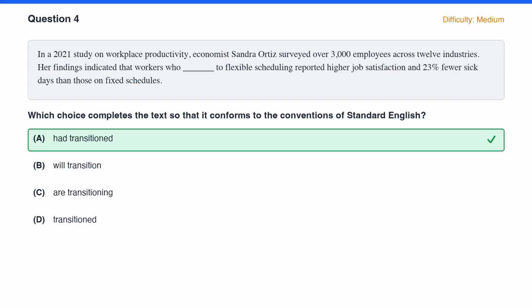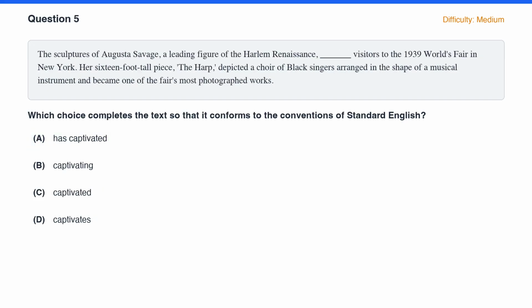The answer is A, had transitioned. When two past events are sequenced, the earlier one gets past perfect. Augusta Savage at the 1939 World's Fair. The trick here is the appositive phrase, a leading figure of the Harlem Renaissance, sitting between the subject and the blank. But the real test is tense.